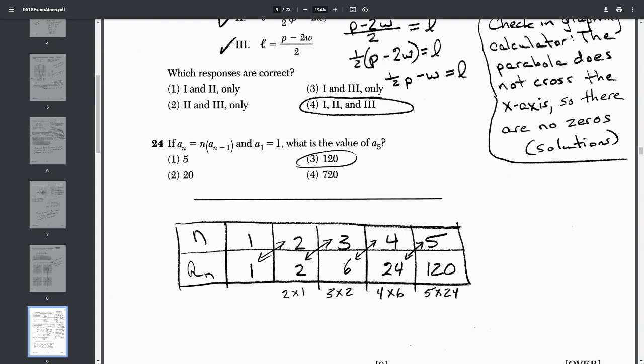The third number is going to be 3 times the last number. The fourth number is going to be 4 times the last number. The fifth number is going to be 5 times the last number. So you can see the table here. He shows a little diagonal arrow to show that it's the n times the last number. So you can see the fifth number would be 120, which is choice 3.